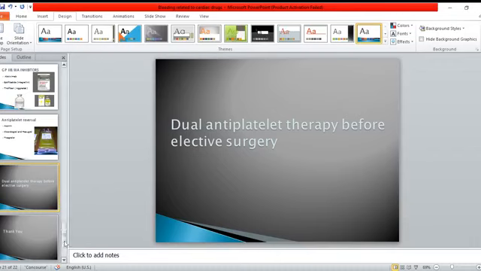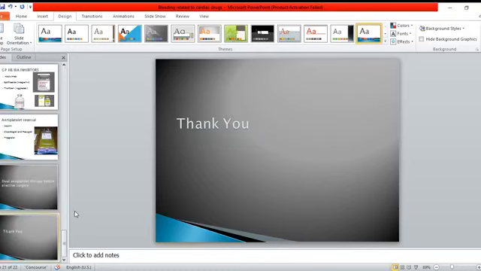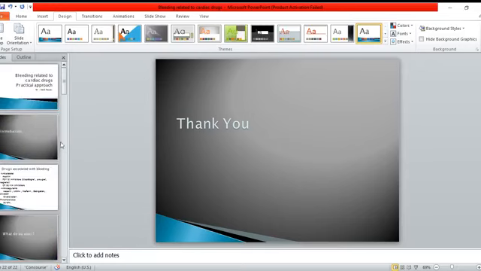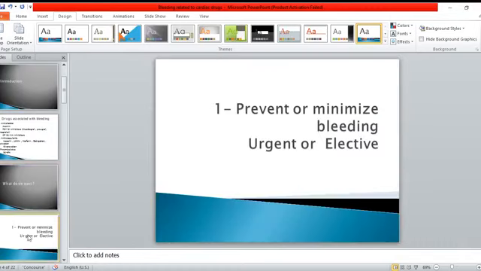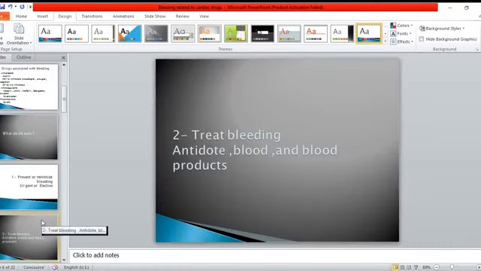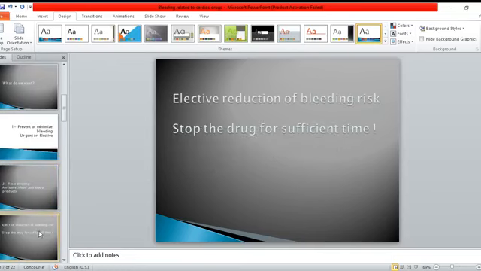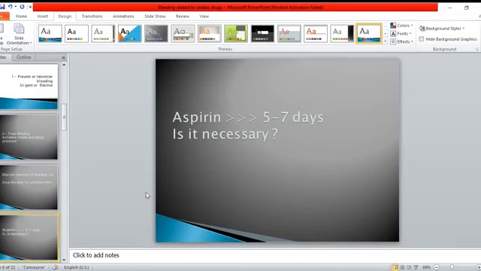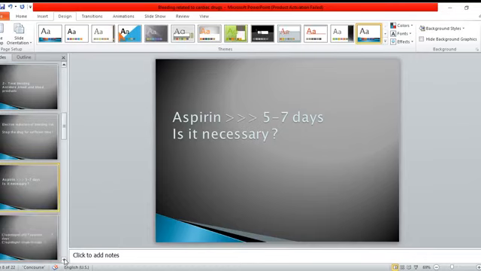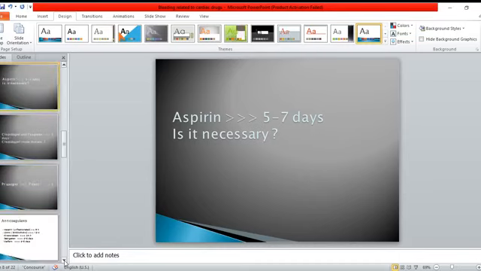I just want to summarize in a very short way. So we need to minimize bleeding, try to stop bleeding if it happened with the use of antiplatelets or anticoagulants, and also we want to prevent bleeding. So in case of elective surgery, just to memorize this, aspirin you need to stop 5-7 days. No need to stop aspirin in most surgeries, only some neurosurgery or spinal surgery you need to stop aspirin.